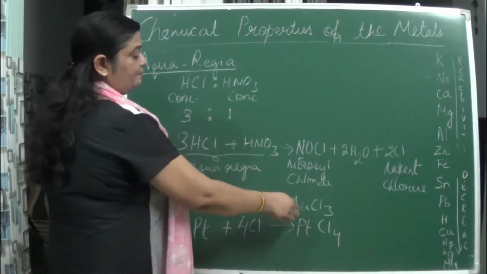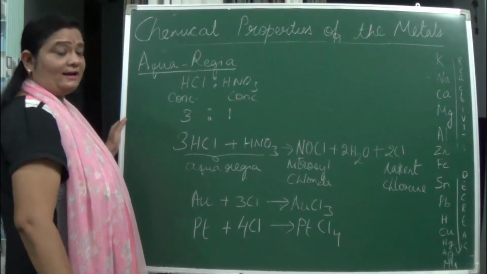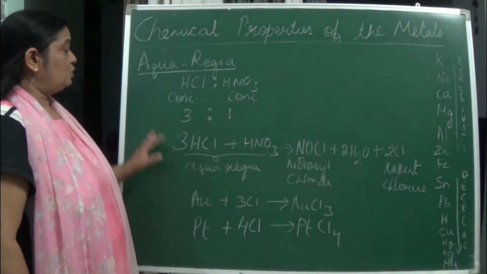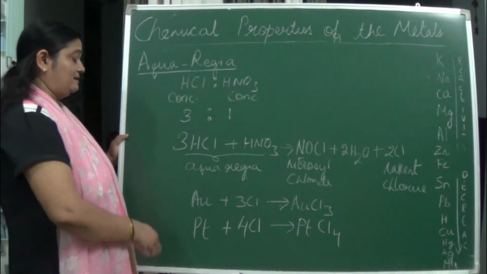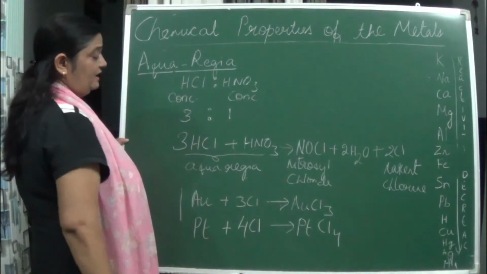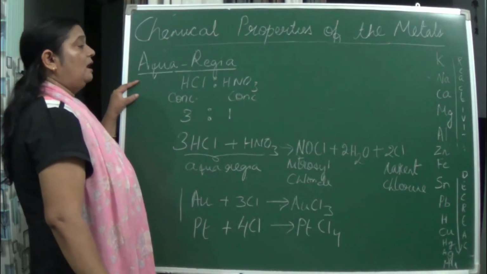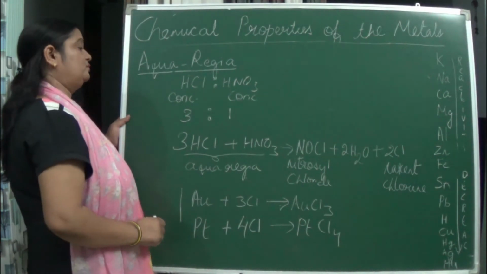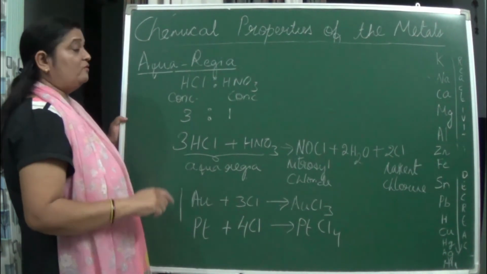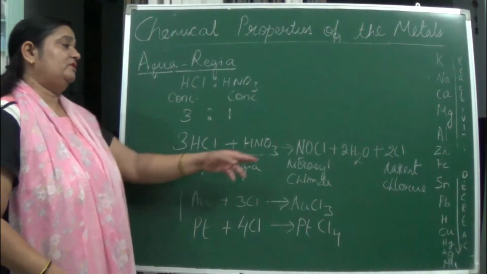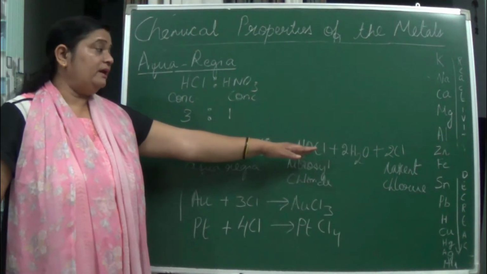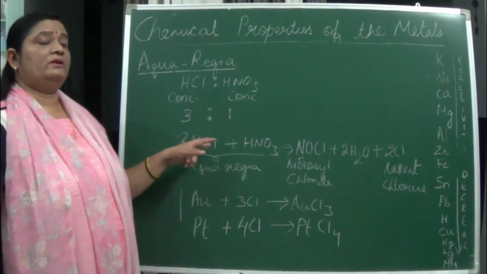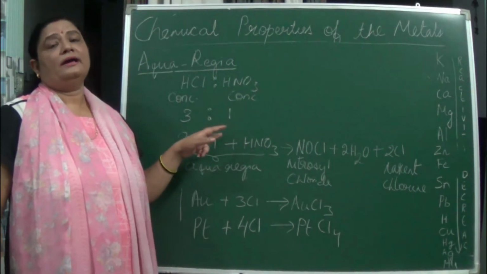Here 3 Cl is taken, so you are getting gold trichloride. Here you are getting platinum tetrachloride. So in this manner gold and platinum dissolve in aqua regia only, and aqua regia is nothing but a solution made from concentrated HCl and concentrated HNO3 in the ratio 3:1. And what is responsible for the reaction is the chlorine atoms which are present after the reaction of hydrochloric acid and nitric acid.